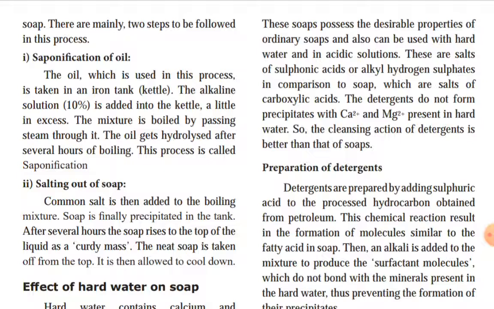When the salt solution is added, soap is precipitated in the tank. So common salt is used to separate soap from the alkali. Soap is finally precipitated in the tank. It is going to form like a curdy moss on the top of the tank. It's going to rise like a foam on the top of the tank, like curd, like a dirty moss.